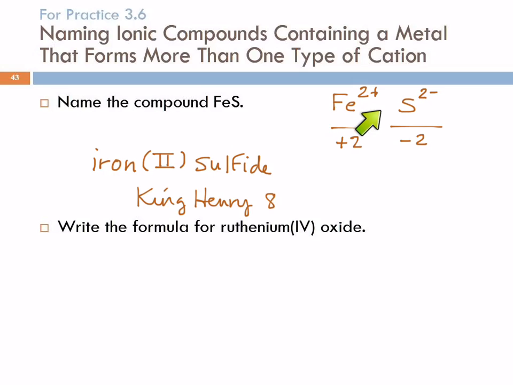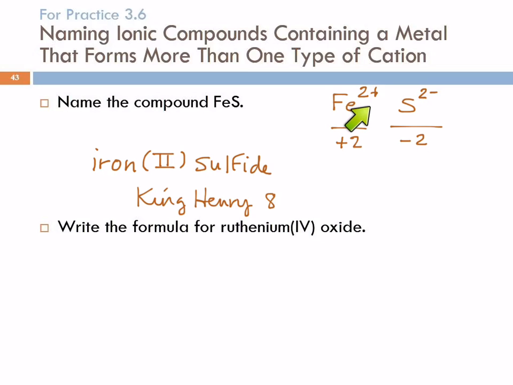Yeah, what we'll learn later is what's happening is that sulfur becomes a 2- ion because it gained 2 electrons. And it gained 2 electrons because the iron gave it 2 electrons. We're not there yet, but we'll get there.